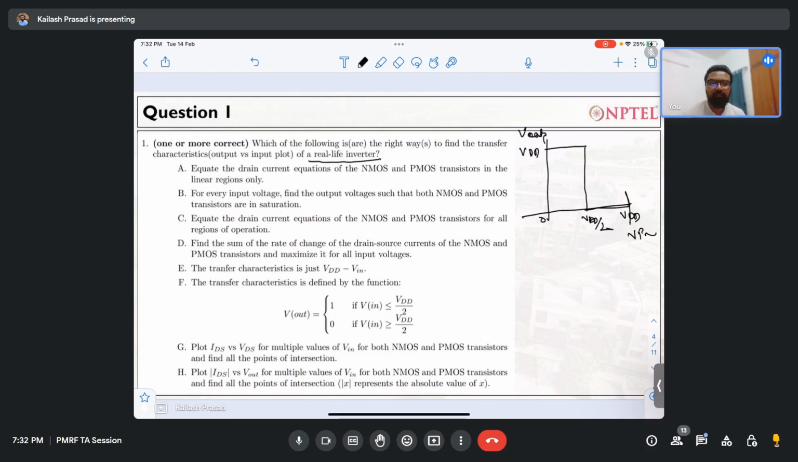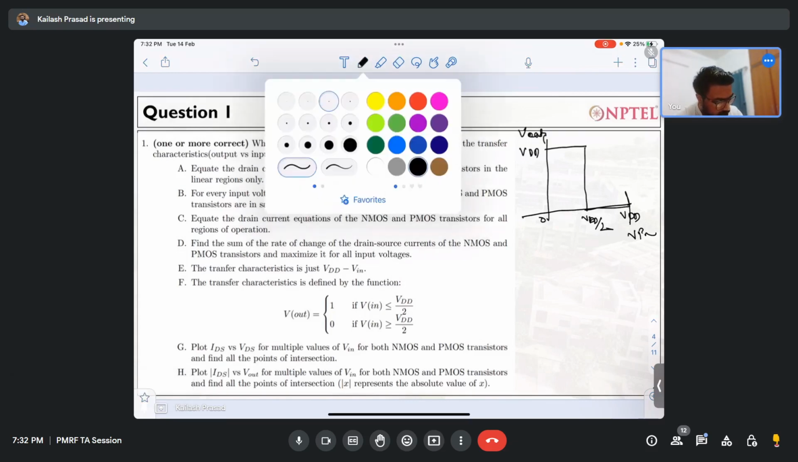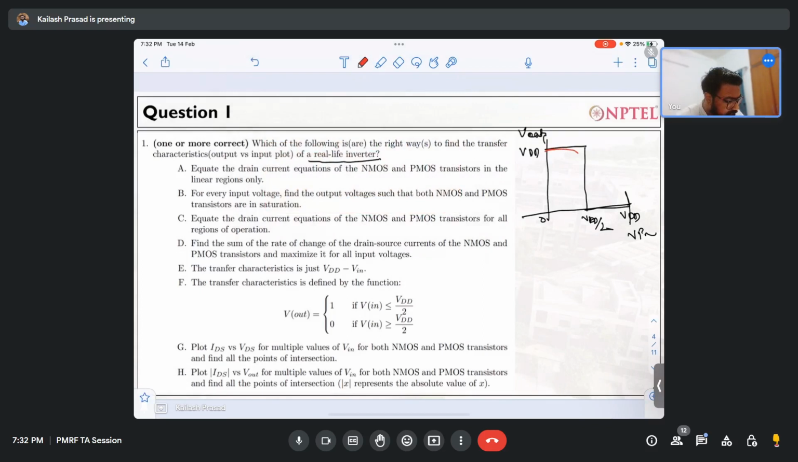So an ideal inverter should have a step response, right? Below VDD by 2 input, the output should be 1. After VDD by 2 input, it should be 0. But inverters are not ideal, and because of that, the characteristic looks like this. So this is how a real life inverter looks. Now the question is, I have 7 points over here. Can anybody tell me which of the points is correct to design an experiment for finding out this transfer characteristic?